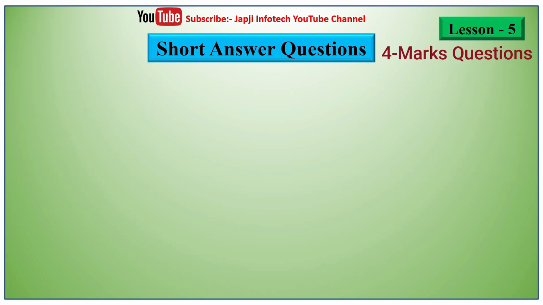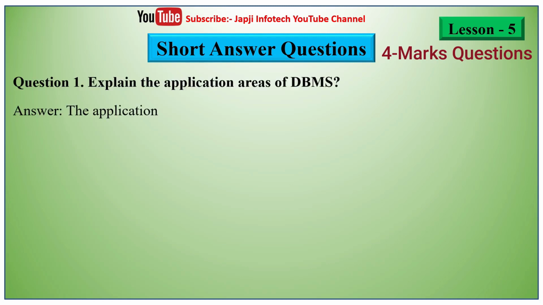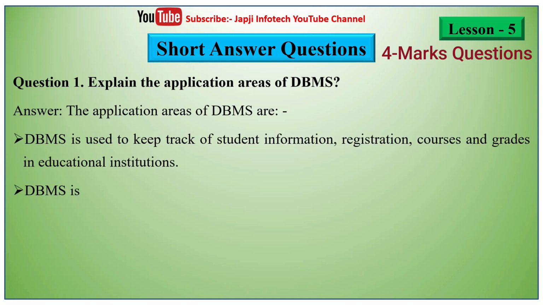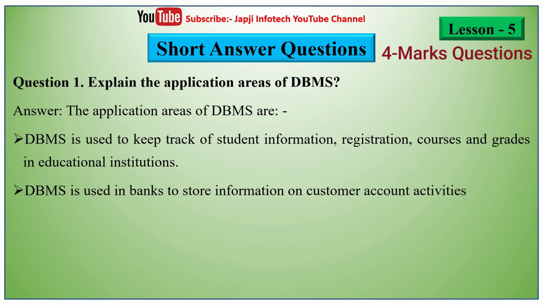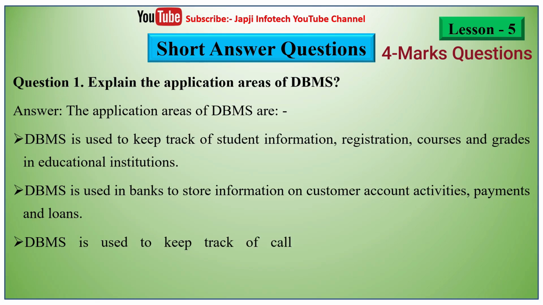So now we will learn about short answer type questions. So the first question is: explain the application areas of DBMS. The application areas of DBMS are, the first one is DBMS is used to keep track of student information, registration, courses and grades in educational institutions. Second one is DBMS is used in banks to store information on customer account activities, payments and loans. And the last one is DBMS is used to keep track of call records, monthly bills, arrears in telecommunication, etc.